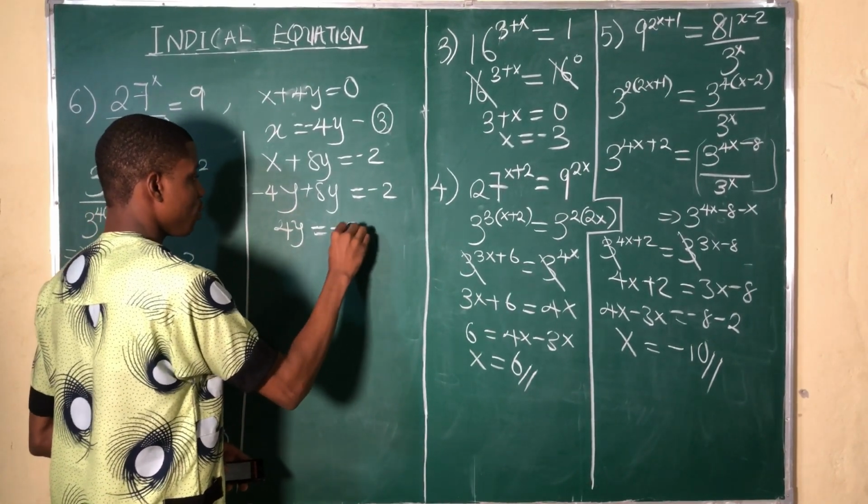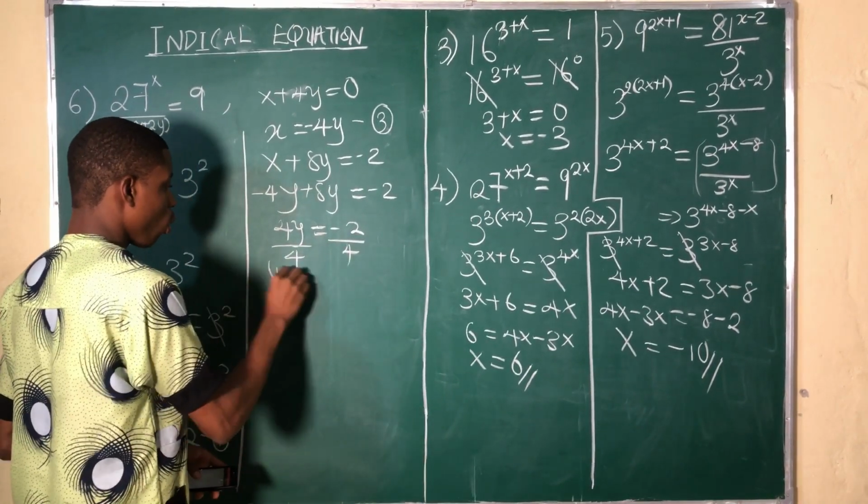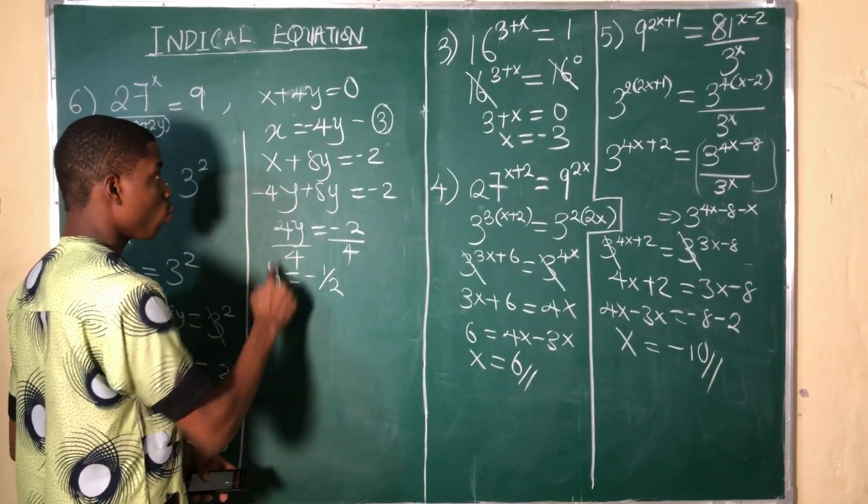4y is equal to what? Negative 2. So therefore, dividing both sides by 4, it becomes y is equal to negative 1 over 2. And if y is negative 1 over 2, what will be x?